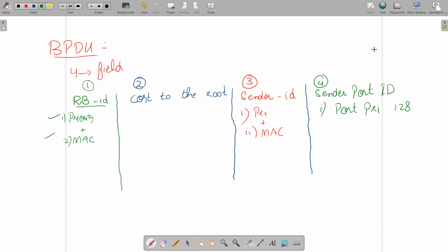Likewise, every switch has the same priority, 32,768. That was the priority of the whole switch. But whenever you talk about the priority of the port, every port, for example, port number 1, port number 2, port number 3, has the same priority by default, which is 128. And then the second thing in the sender port ID is the port number.